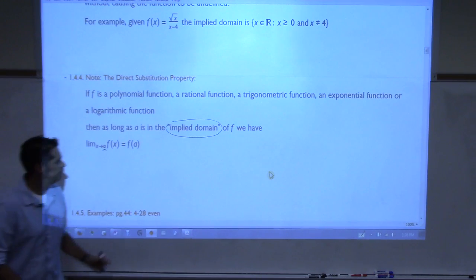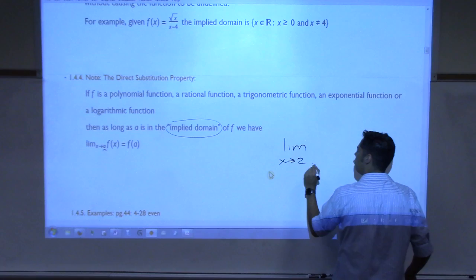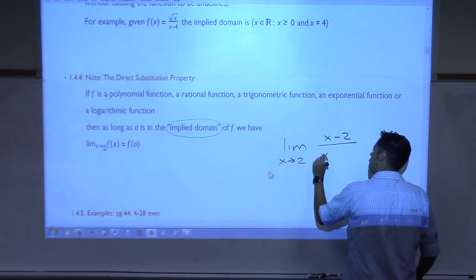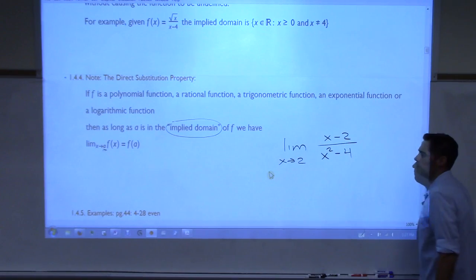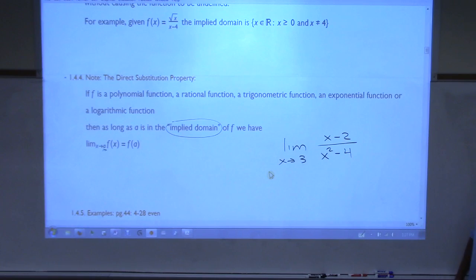So I'll give you an example. Limit as x approaches 2 of x minus 2 over x squared minus 4. No, let's go to 3. Sorry about that. All right, what type of function is this?